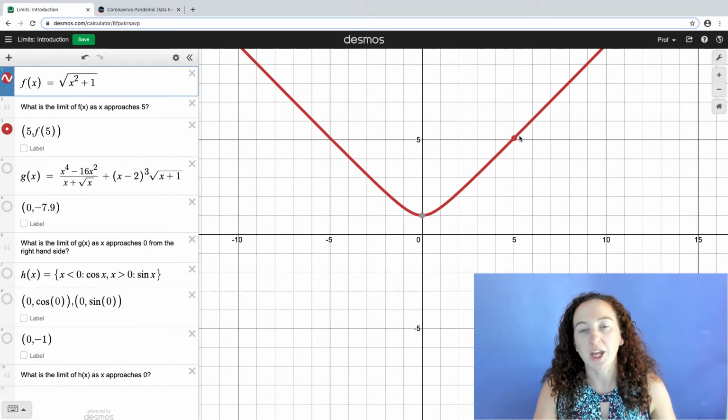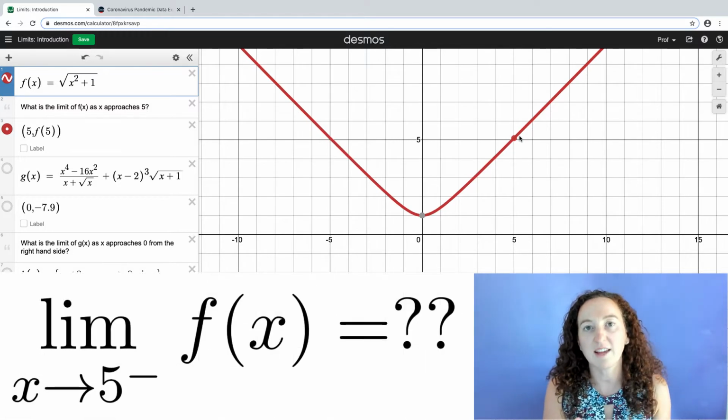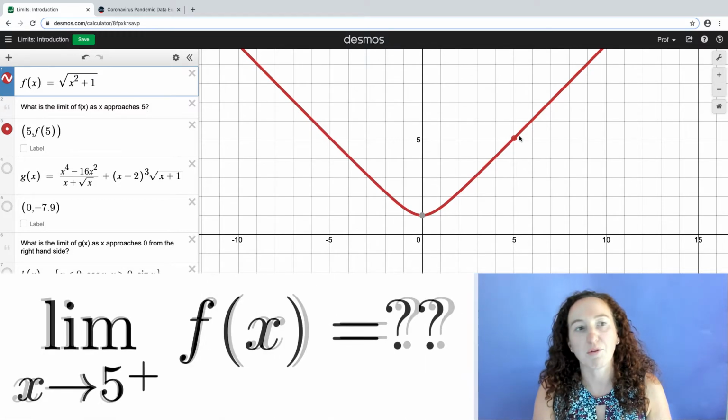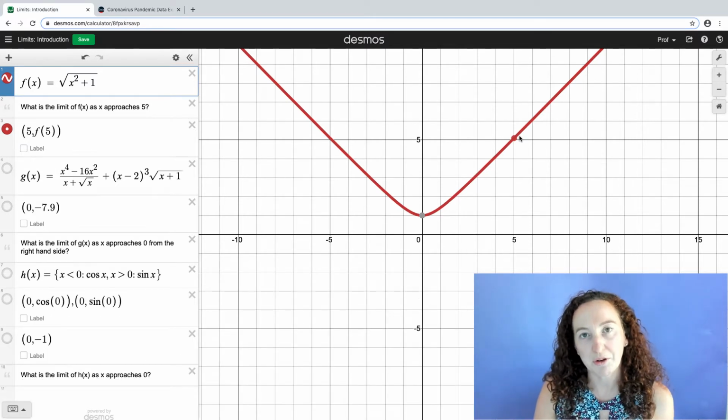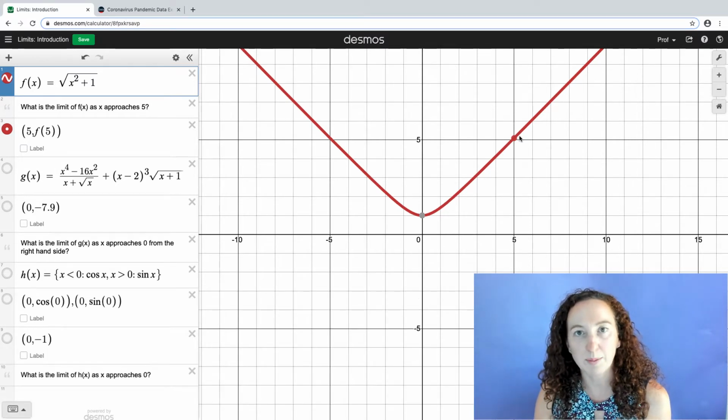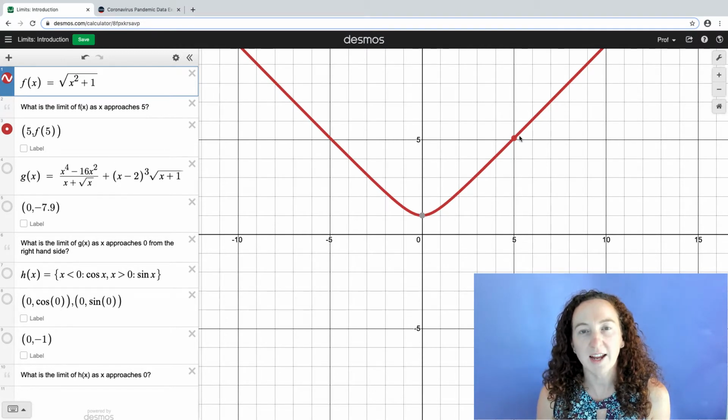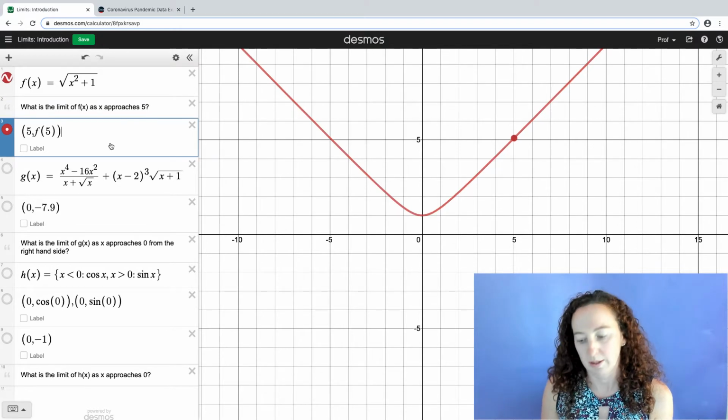Notice I'm looking at both sides. I'm looking from the left-hand side of 5 and from the right-hand side. In order to determine whether or not we have a limit and what that limit is, we need to find the limit from both the left-hand side and the right-hand side. All right.